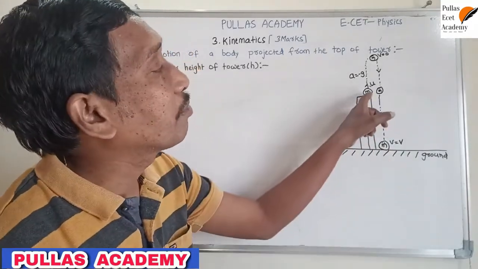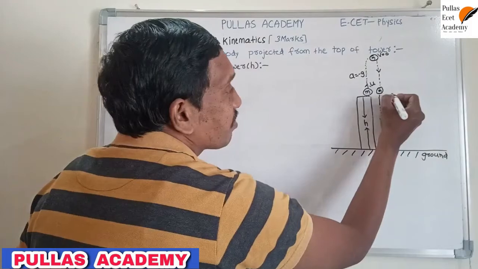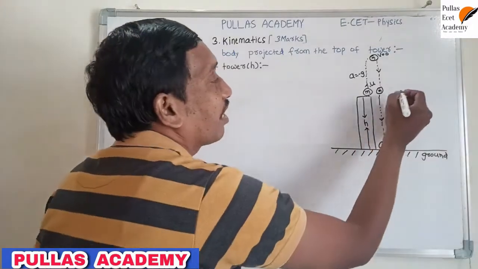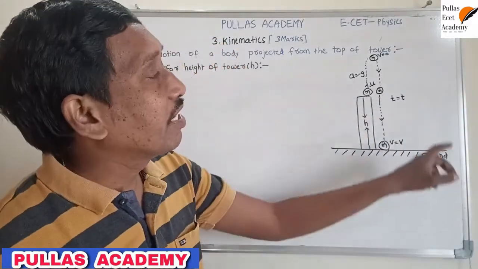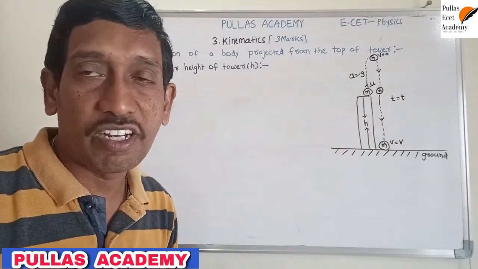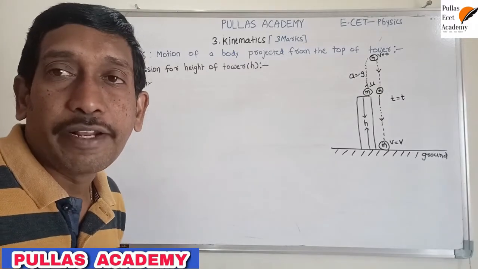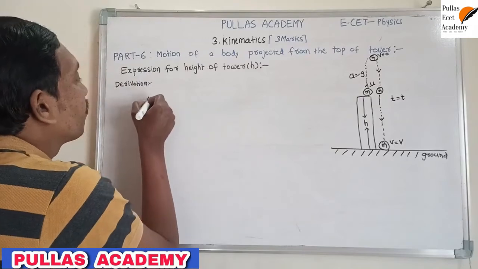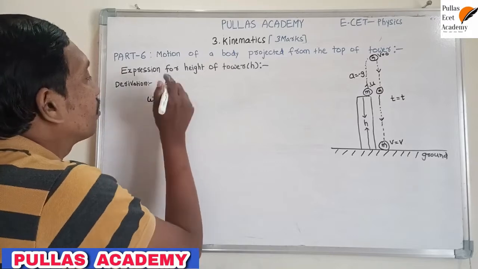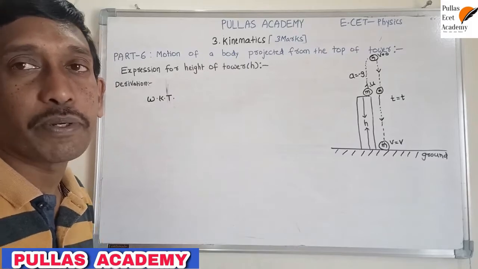What is the displacement of this body? h is the displacement of this body. So what is the time taken to reach the ground when you project it from the top of the tower? I consider t. Now we need to construct the expression for t and h. Listen carefully. It is derived by using the second kinematic equation for a uniformly projected body.